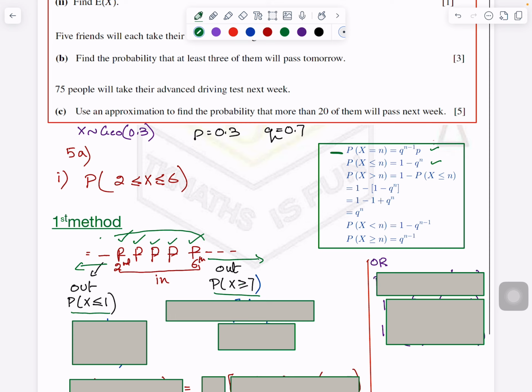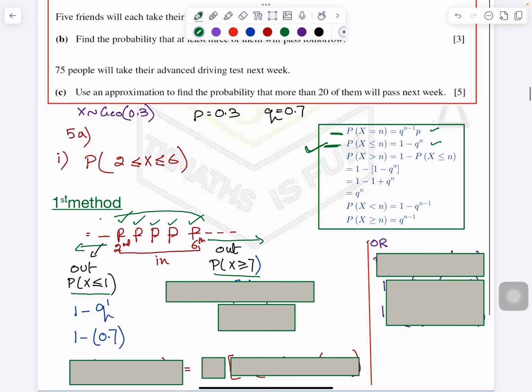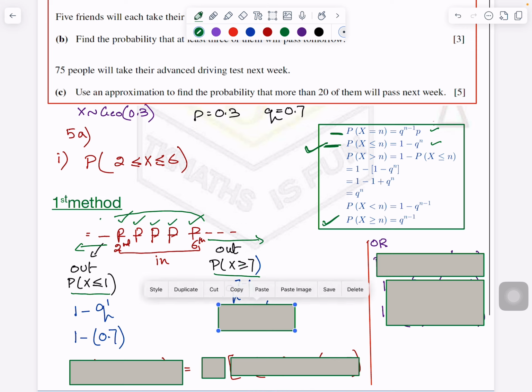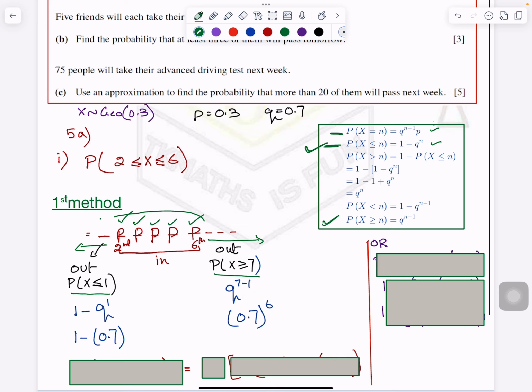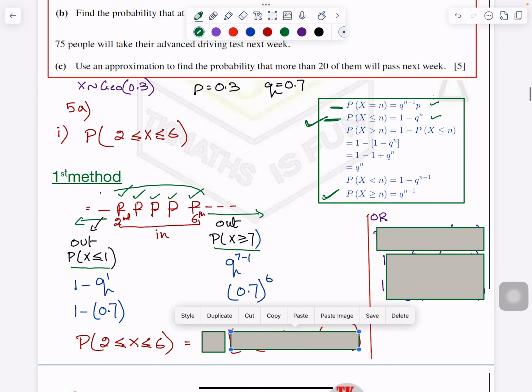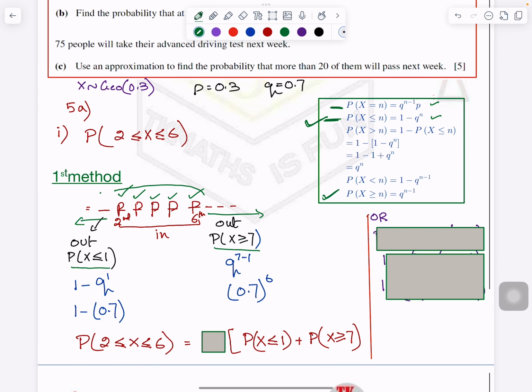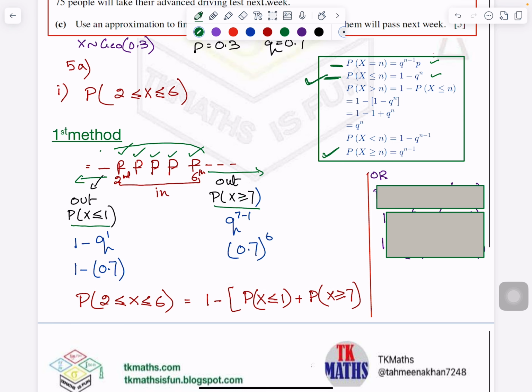So let's see what is the probability of X less than or equal to 1, because this formula will be given in MF19 here. You can see I'm using it and I can get the value from here. Similarly, X greater than or equal to 7, which is here, right? You can apply this formula and then get the value. I'm doing it slowly so that you can understand also. So I will add up these two results. Okay, so here I'm adding up these two results and then I will subtract the result from 1.